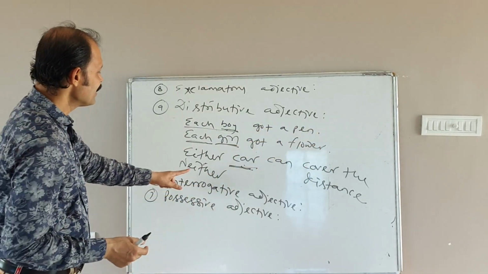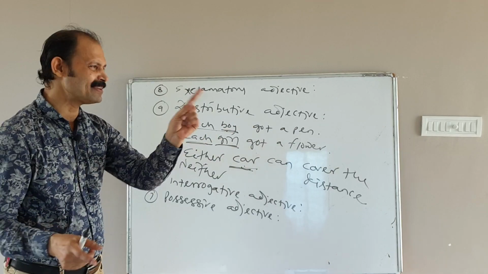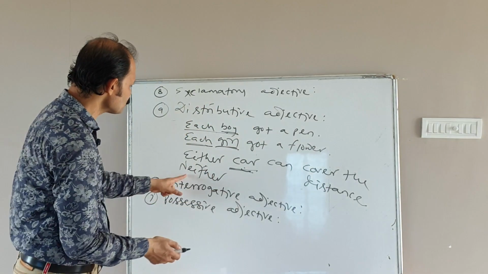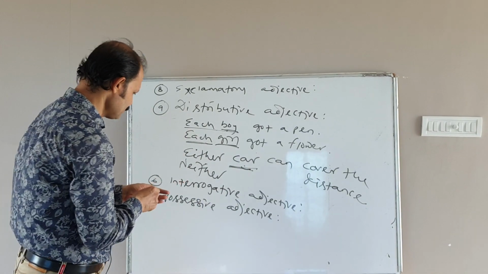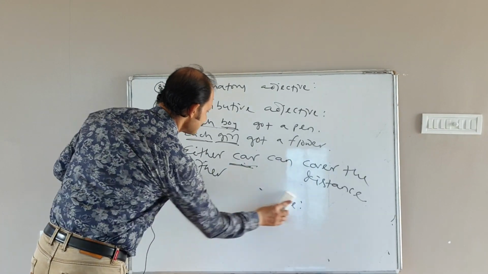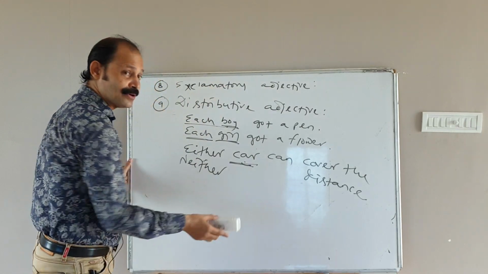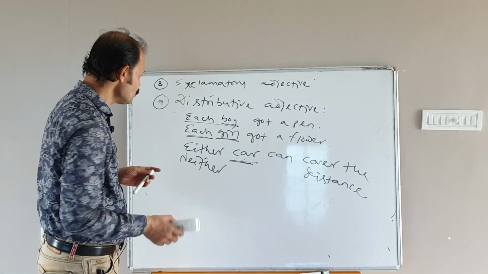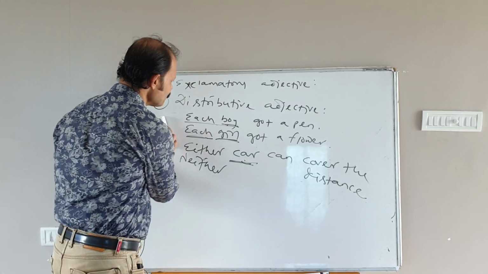So you will say neither car can cover the distance. That means not a single car of these two can cover. So individually you are referring, so they are also distributive adjectives. Then a distributive pronoun is also there. I told you when I discuss adjectives, at the same time I will tell you about pronouns also. Distributive pronoun, how will it be?